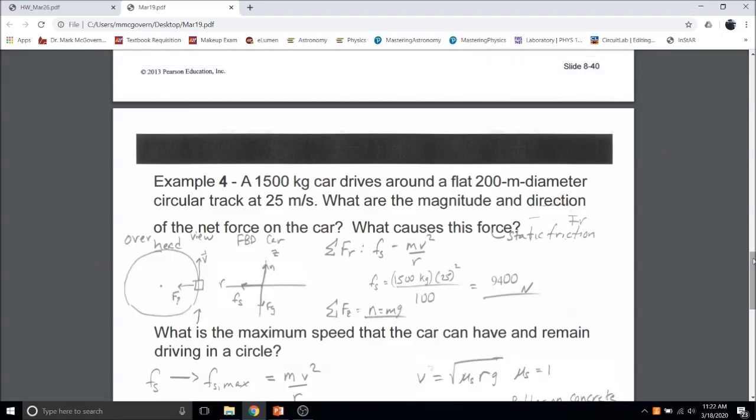Okay, now this next question makes a ton of sense. What's the maximum speed that the car can have? Well, okay, what's going on here? Well, this static friction grows with speed. Look, there's a v squared right there. Right, so the static friction grows.